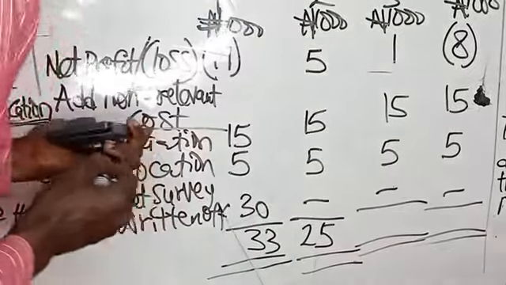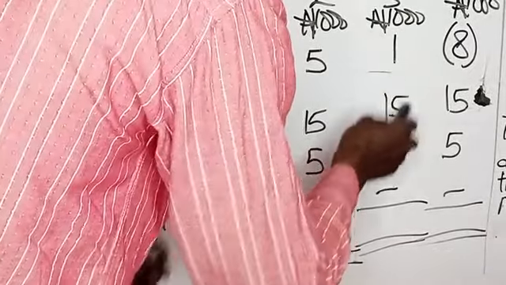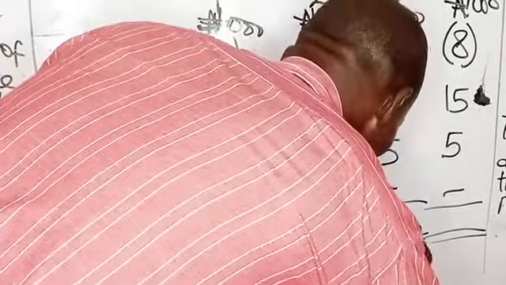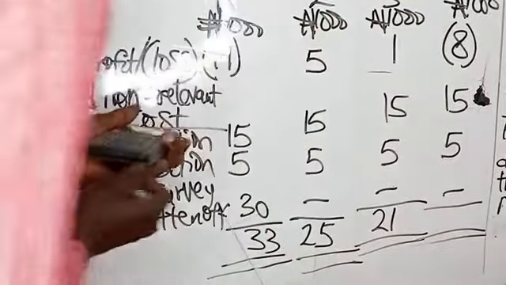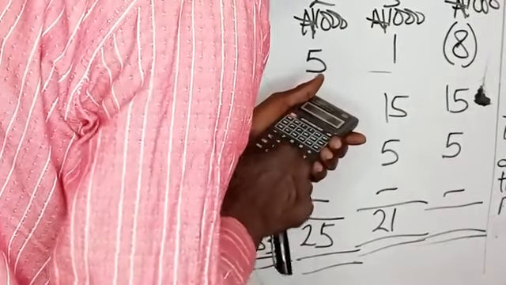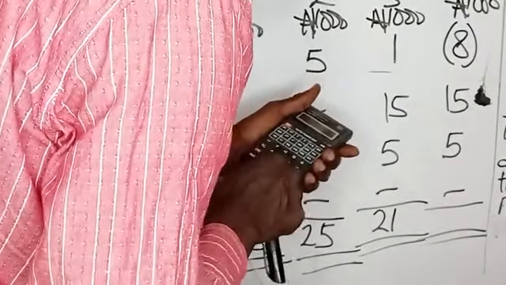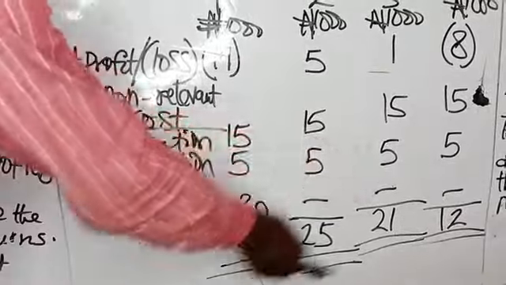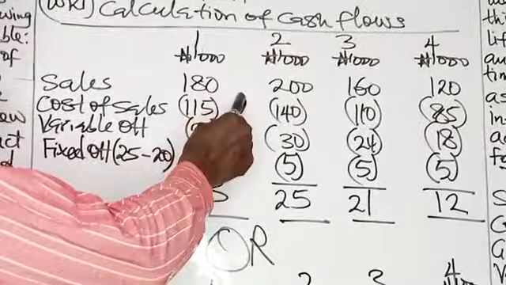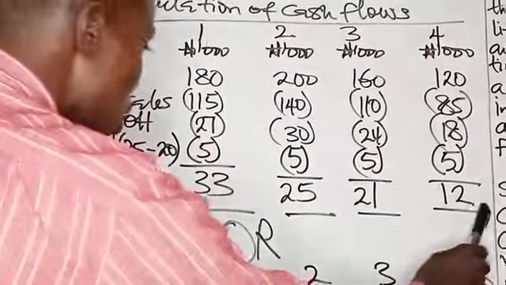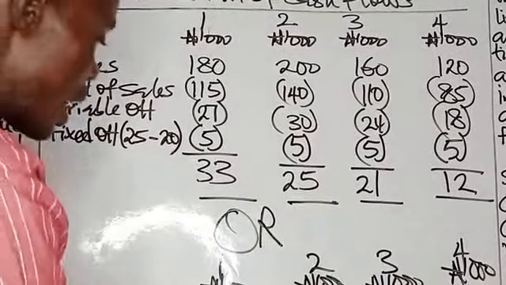Year 3: 1,000 plus 15,000 is 16,000, plus 5,000 is 21,000. In year 4: minus 8, plus 15, plus 5, you have 12,000. So if you compare the result obtained under this method with the result obtained in the first method, you will discover that both methods produce the same cash flows.